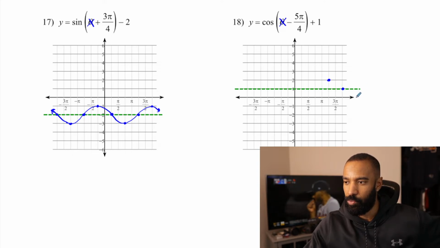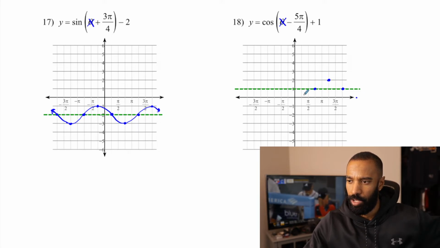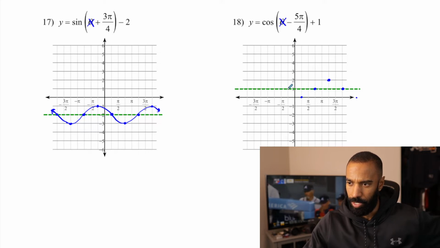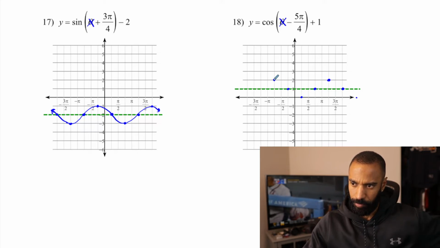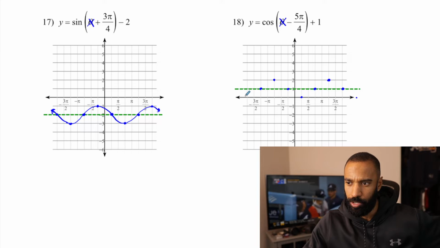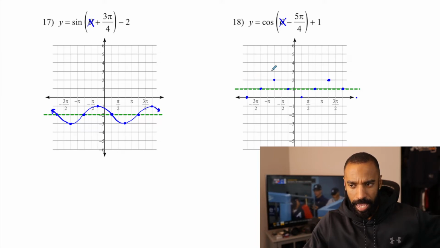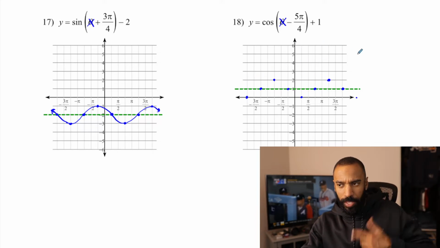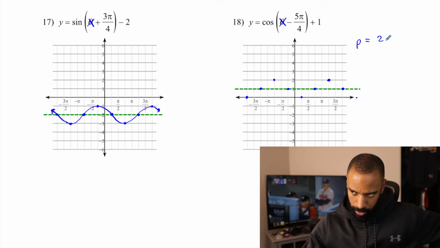Can't really hit this other one. It's kind of far out, but just knowing that it goes kind of down there is going to be nice to draw out. So here, we're hitting these parts. Every pi over 2 is every 2 pi over 4s, right? So it might be worth your investment. Again, we talk about period. Period is 2 pi over 1, which is 2 pi.